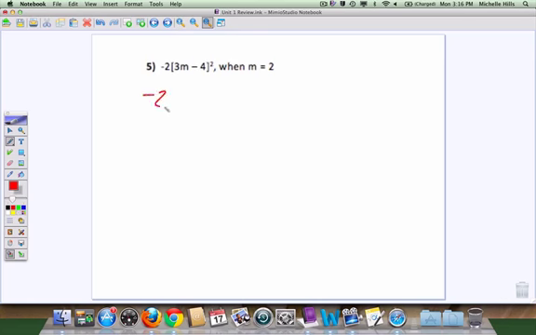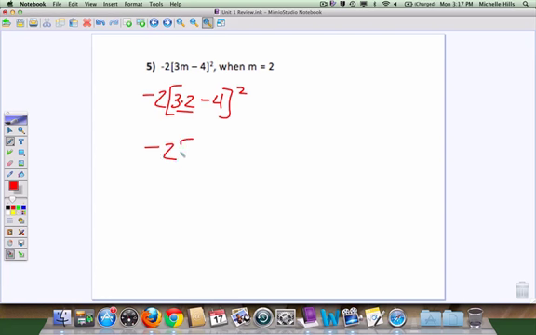First step is just to substitute in. So 3m becomes 3 times 2 minus 4. 3m means 3 times m. And then this squares on the outside. I have two operations inside parentheses. There's multiplication and subtraction. Multiplication should be done before subtraction.